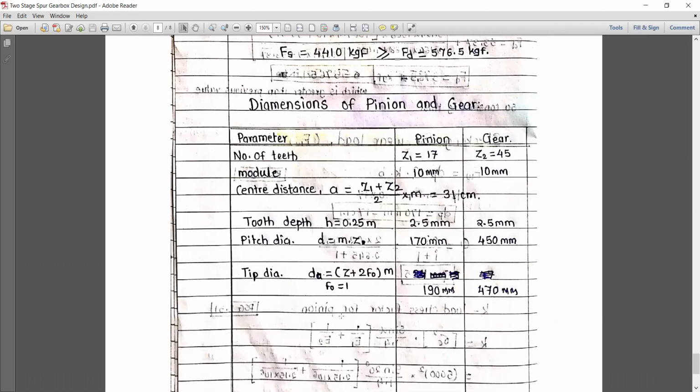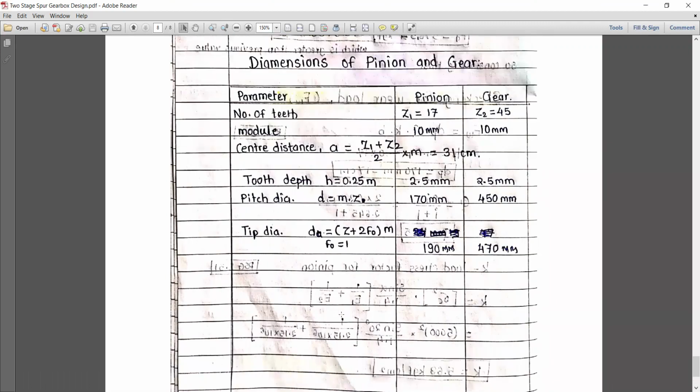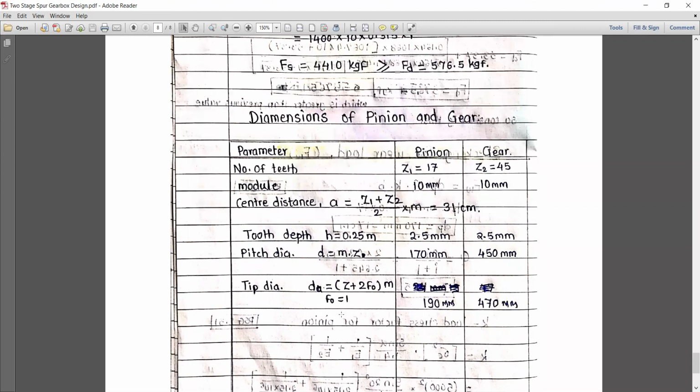Now the next and last part of the design is to calculate the dimensions of pinion and gear. As I told you, you can refer to PSG and find the standard dimensions, that is the center distance, tooth depth, pitch diameter, pinion diameter, tip diameter, or draw a gear and pinion assembly diagram, and using empirical relations you can find the values. So this is the simplest way we can design the two-stage gearbox.